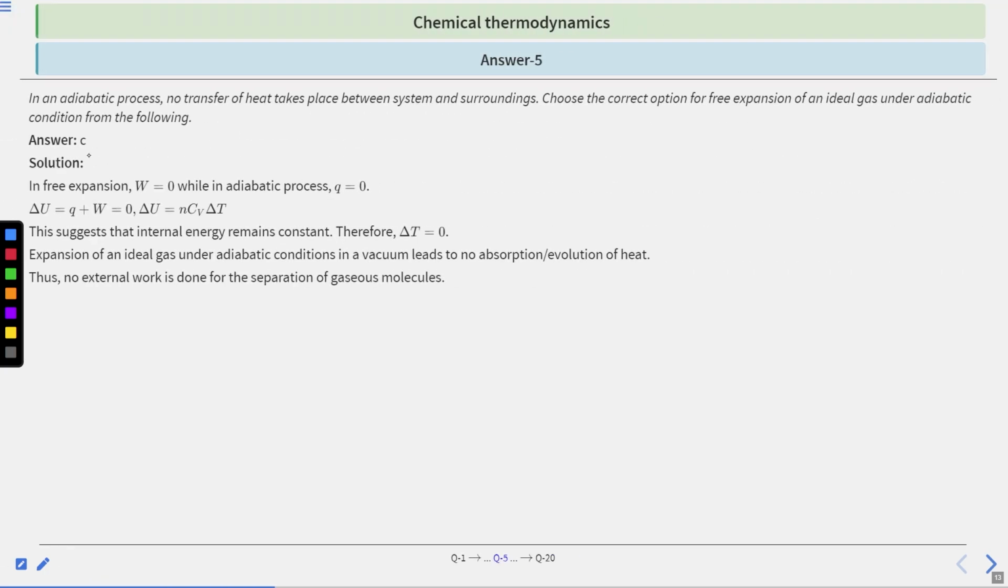Okay, so the correct answer will be option C. In the free expansion, work is 0, while in adiabatic process, Q, that is heat, is 0. Del U equals Q plus W. So since both the terms are 0, del U will become 0. And del U is also equal to nCv del T. And if del U equals 0, this suggests that internal energy remains constant. Therefore, del T will be 0. So expansion of an ideal gas under adiabatic conditions in a vacuum leads to no absorption or evolution of heat. Thus, no external work is done for the separation of gaseous molecules. Hence, option C will be the correct answer.